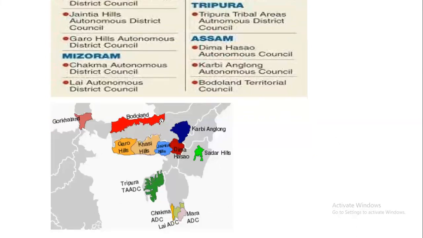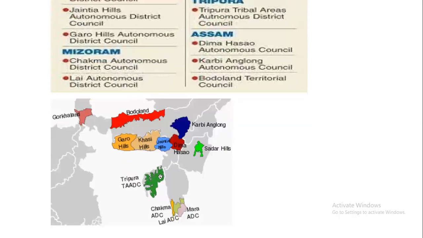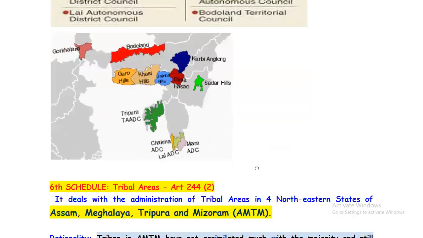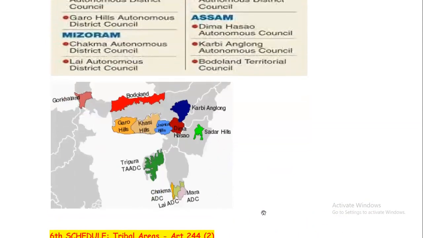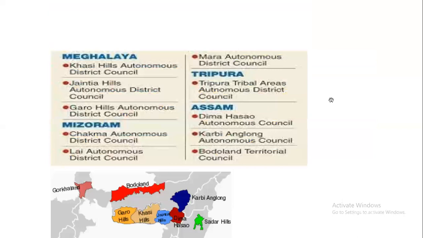You can see here, this is Bodoland, this is Karbi Anglong, this is Dima Hasao. And in the case of Meghalaya, we have Garo Hills, then Khasi, then Jaintia. After Jaintia we have Dima Hasao of Assam. So Garo, Khasi, Jaintia. Then in the case of Tripura, the Tribal Areas Autonomous District Council, and in Mizoram we have Chakma, Lai, and Mara. So these are the areas under the sixth schedule. From Assam, you should not forget, we have three districts. Okay, good.